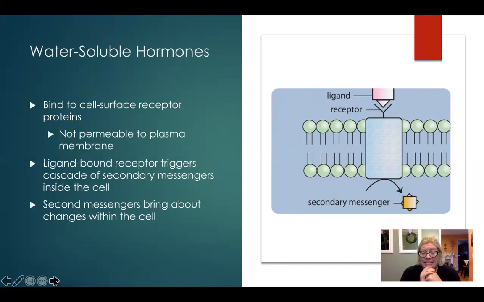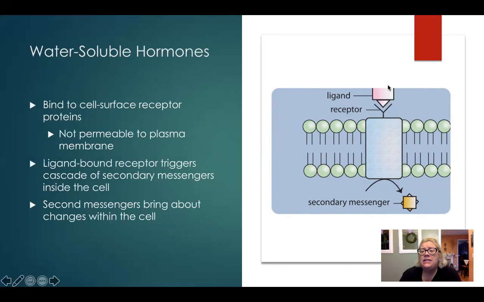And so what we see is that these water-soluble hormones are actually going to bind to cell surface receptor proteins. Here we have our phospholipid bilayer, two layers of phospholipid, and within that phospholipid bilayer that makes up the plasma membrane, we have this cell surface receptor protein that has a receptor that is extended on the exterior of the cell.